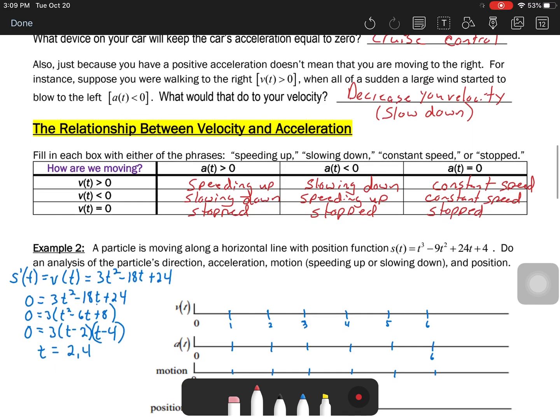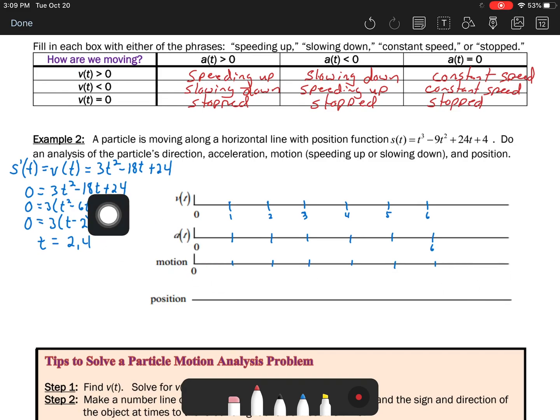Okay, so those are all stopped. So that's pretty easy. Okay, next idea here.